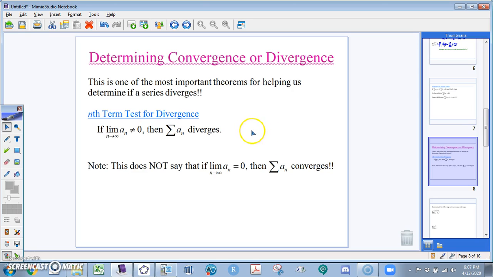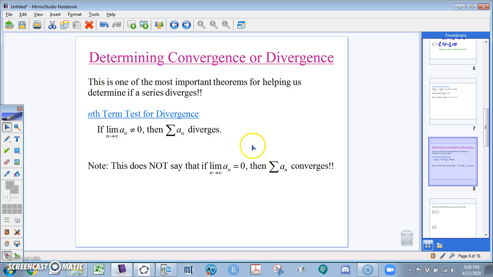The first one is a very, very powerful one. It's the nth term test for divergence. And it says that if the limit of the sequence that is generating the series, if that limit is not zero, then the series diverges. Very important that you don't turn this around or misuse it. If the limit of the sequence is zero, you don't know anything.